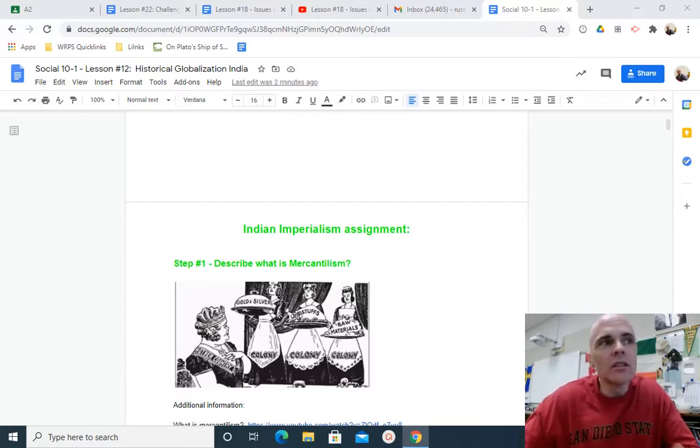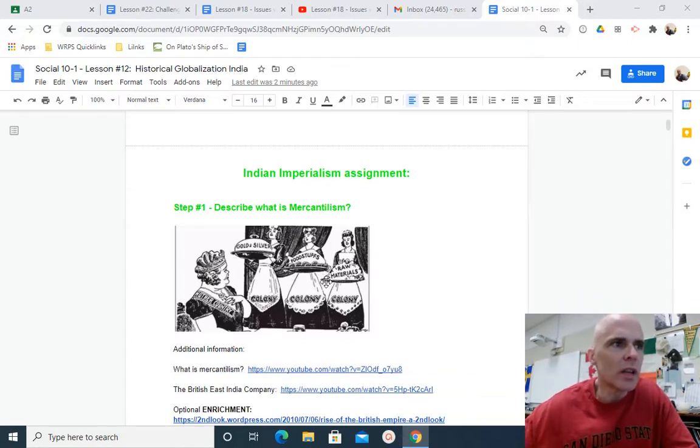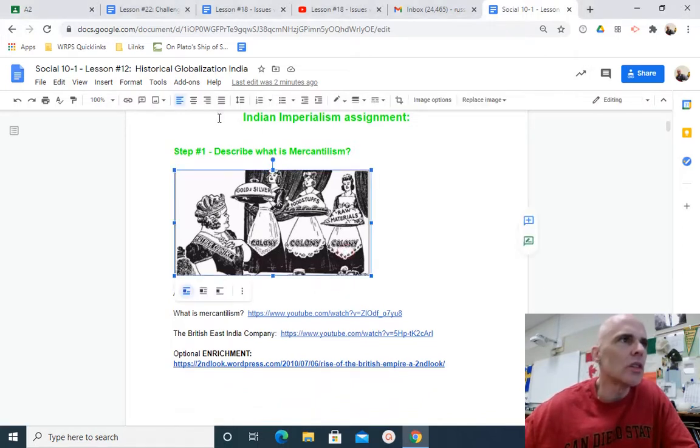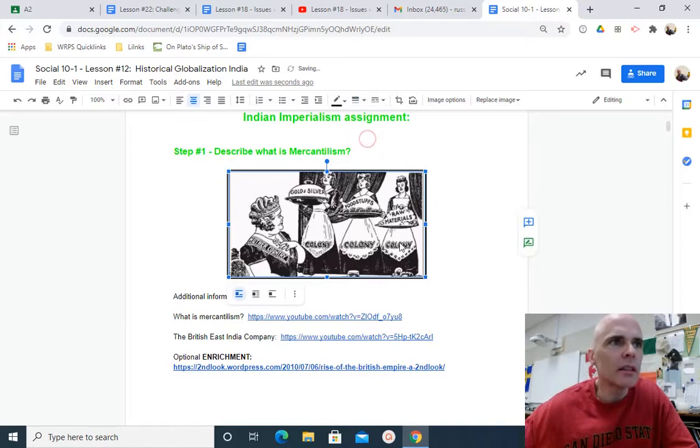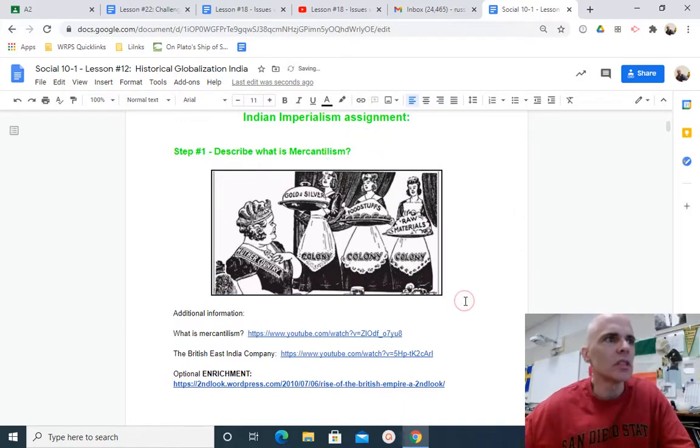Step 1, describe what is mercantilism. And you can do this in point form, you can do this on a Google Doc, you can record all your answers on a Google Doc so that you can submit it to me through Classroom when you're done. So describe what is mercantilism. There's a cartoon here that is meant to inspire you to show you what is mercantilism. This cartoon you'll find on your final exam, just a little hint there.